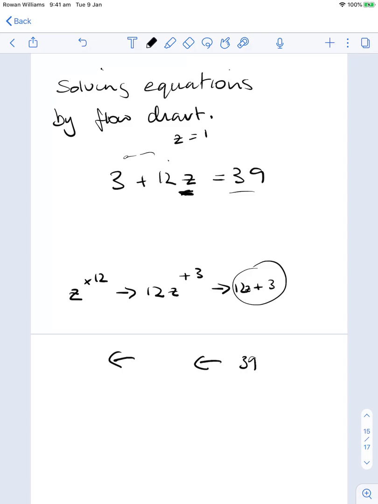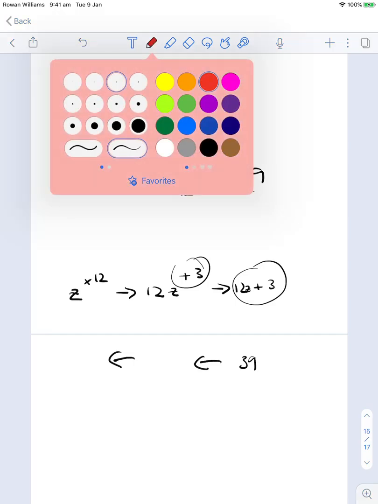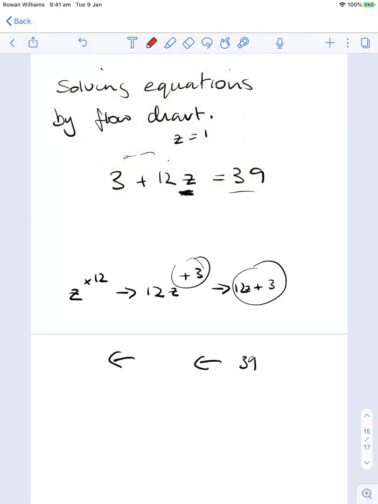The first thing that happened was in this first step, so now if I'm going to the left, I look at what happened here, and it's like you're doing reverse order. Here I have a plus 3, and I need to think, what's the opposite of plus 3? The opposite of plus is minus, so I'm going to take 3. My next step will be, what's the opposite of times 12? I'm going to divide by 12. So that'll be my step.